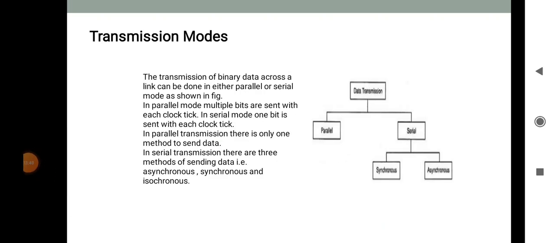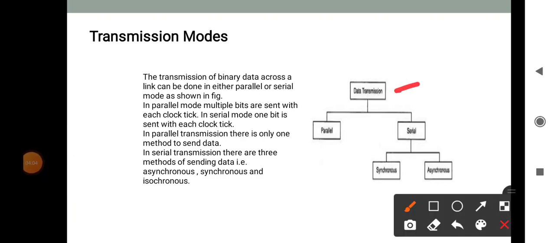Then the next topic is transmission modes. The transmission of binary data across a link can be done in either parallel or serial mode. As shown in the figure, data transmission is divided into two types, parallel and serial transmission, and serial transmission is divided into synchronous, asynchronous and isochronous. In parallel mode, multiple bits are sent with each clock tick. In serial mode, one bit is sent with each clock tick.